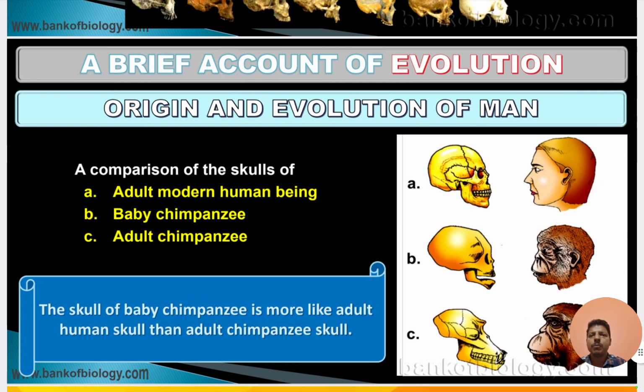Then origin and evolution of man. A comparison of the skull of an adult modern human being, baby chimpanzee and adult chimpanzee. This one. The skull of a baby chimpanzee is more like an adult human, as you can see, more like an adult human than an adult chimpanzee skull.